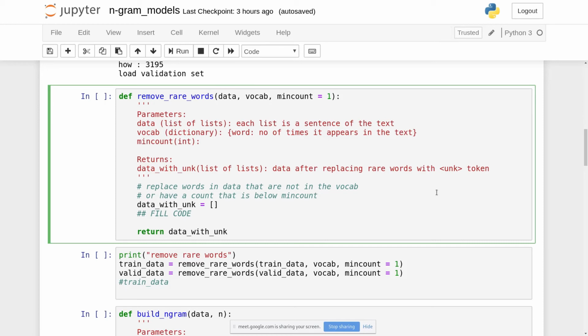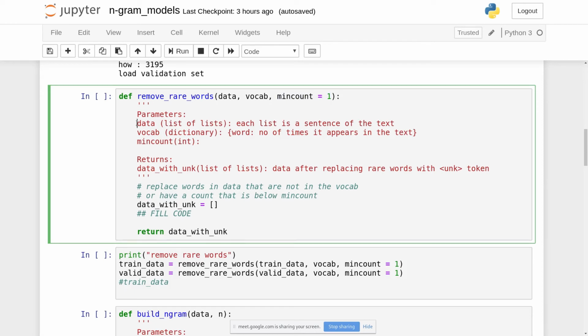That's why we are going to remove the rare words. The condition here is the min count, so we will replace the words that have a count less than min count. In this case, by default, the min count is 1. You can try different values and see, so that acts like a hyperparameter that you're going to use. We'll give you, let's say, 5 minutes to try to implement it, and then I'm going to implement it for you.